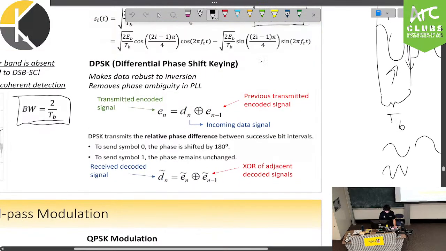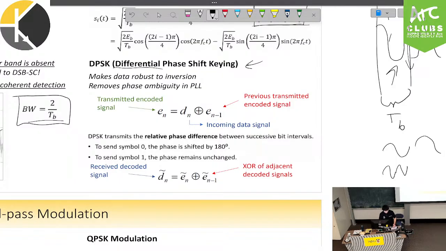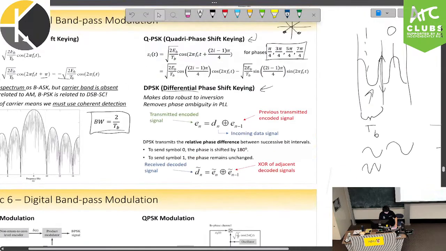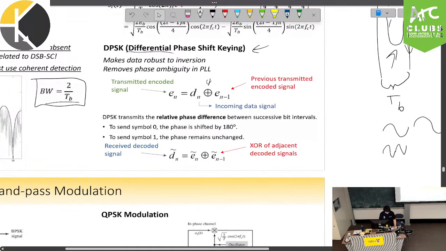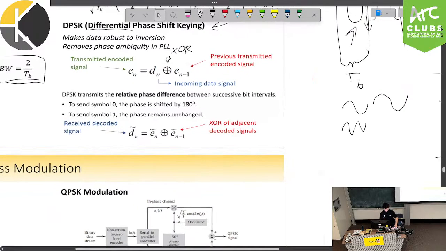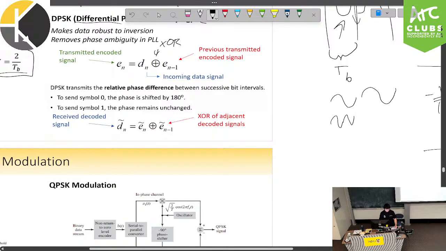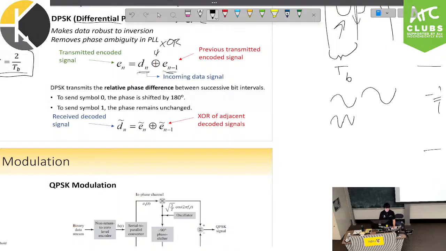Then we can look at differential shift keying. Differential shift keying is very much, okay, I'm going to refer to this piece of data in reference to the previous one, and then just relatively move forwards with that. Now, couple things with this. Just understand this right here is the XOR gate. So you're saying that your transmitted encoded signal, EN, is going to be the XOR of your incoming signal with the previous encoded signal.